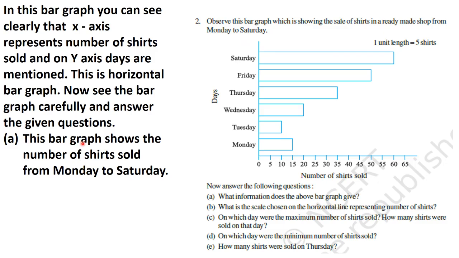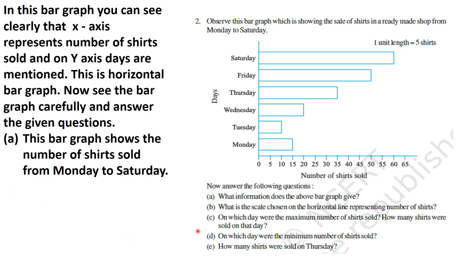This bar graph shows the number of shirts sold from Monday to Saturday. See beta, little bit changes in the language will not change the answer. If you are writing same like this, that this bar graph shows the sale of shirts in a ready-made shop from Monday to Saturday, that is also correct. Okay, so you can write down in your language also, or you can write down from even the question.